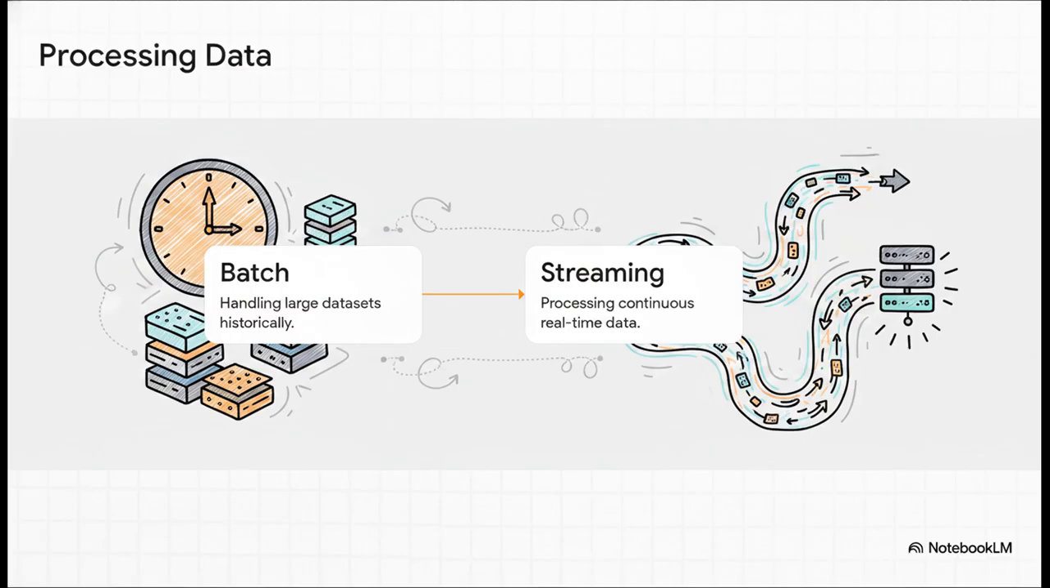The first is batch processing. This handles massive historical datasets, often running overnight to process everything that happened that day. The second flow is real-time streaming. This processes continuous streams of data the exact millisecond they happen, using tools like Apache Kafka.